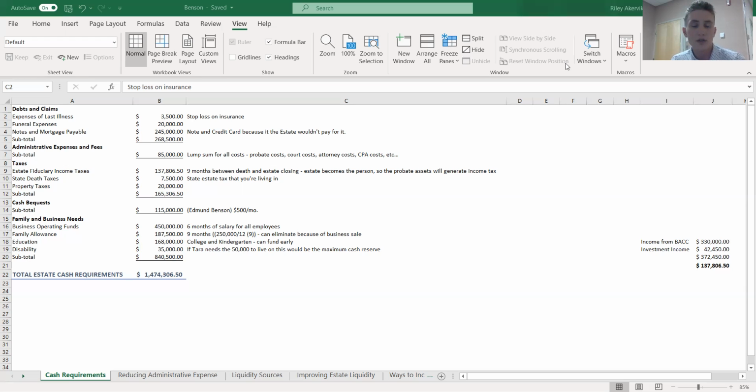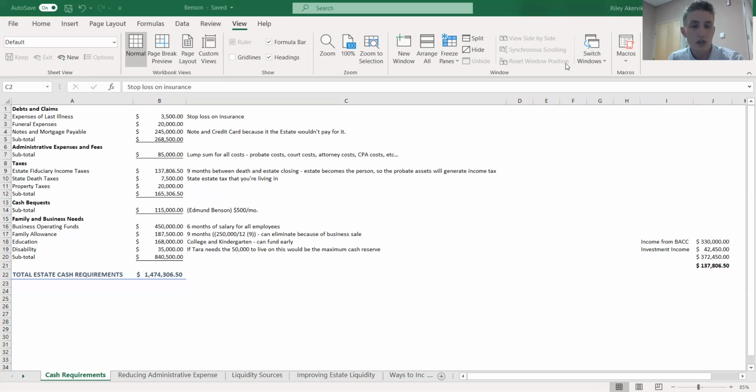Now going back to the family allowance and the education, we can eliminate that family allowance if we do sell the business, and we can use that sale of the business in order to fund the family in the event that Anthony, you were to pass away unexpectedly here, or even at the end of life, I guess, just looking at the cost of your estate here.